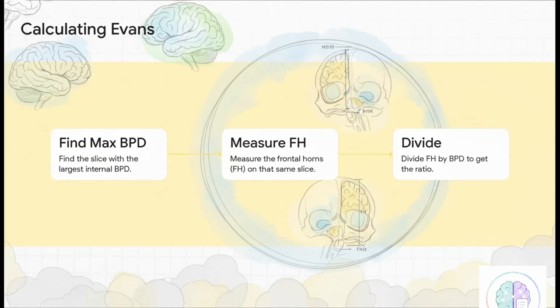It's a strict three-step formula. First, you scroll until you find the slice with the absolute largest internal biparietal diameter, the BPD. Second, you measure the maximal width of the frontal horns on that exact same slice. And third, just divide the frontal horns by that BPD.